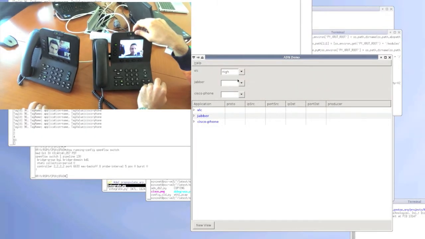Our SDN application recognizes the flows associated to the call between Alice and Bob and is able to dynamically change their quality of service. We can directly manage the application quality of service instead of dealing with its flows. In this case, we move the Cisco phone back and forth between a high and a low QoS class.